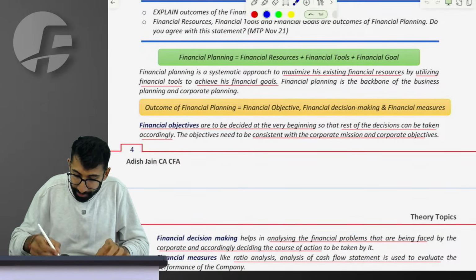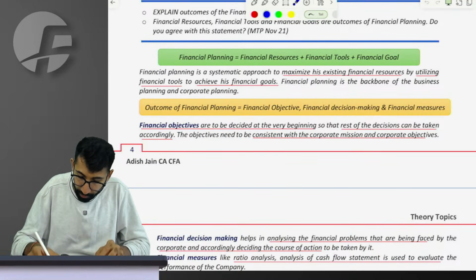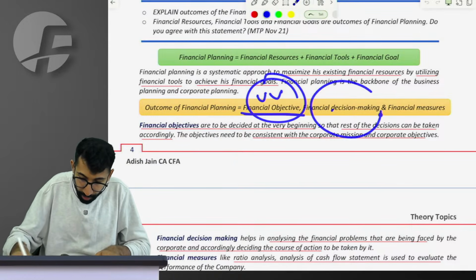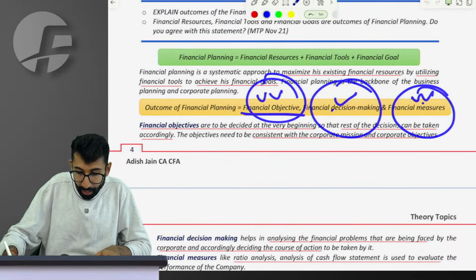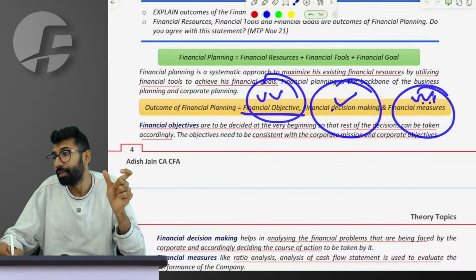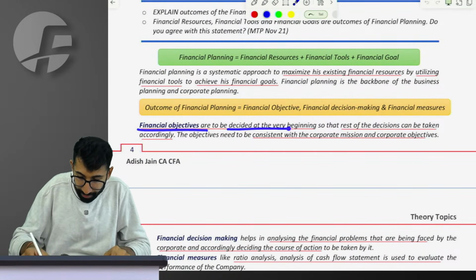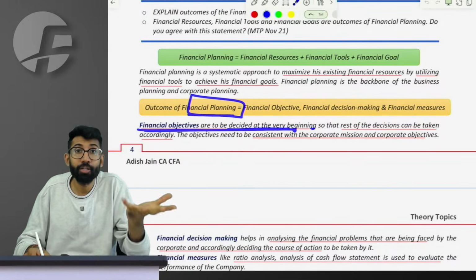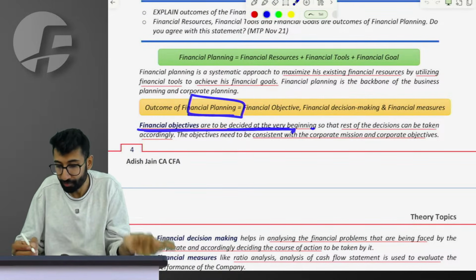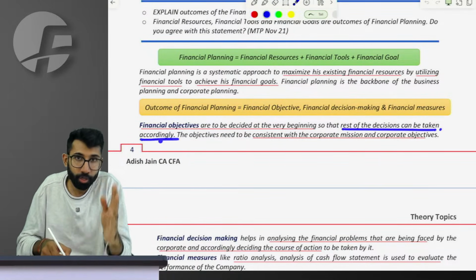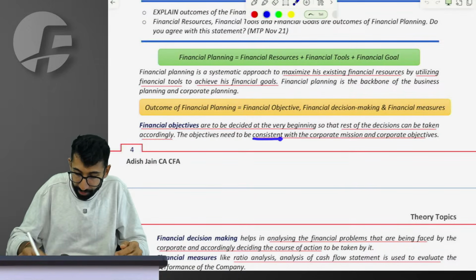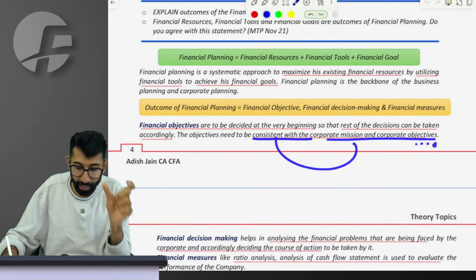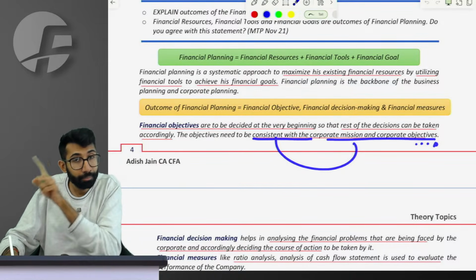The outcome is really easy. Financial objectives will have to be decided, financial decision making will have to be done, and whatever has been achieved should be financially measurable. So financial objectives are decided at the very beginning, right? When you do financial planning, automatically as a result of planning, you have the financial objective ready, that is, what you want to finally achieve. So the rest of the decisions can be taken in accordance, keeping that objective in mind. Sir, they need to be consistent with the corporate mission and corporate objective. If the corporate objective is to do this, the financial objective should be aligned to the bigger corporate level objective.